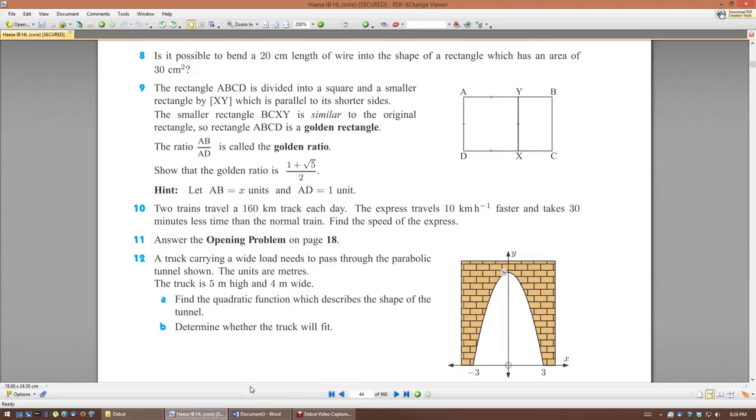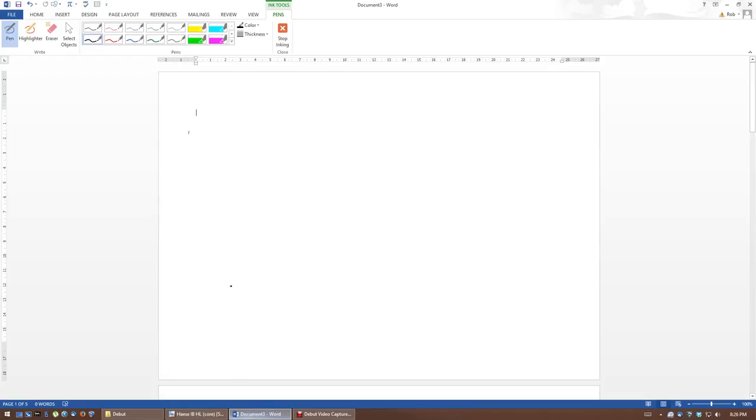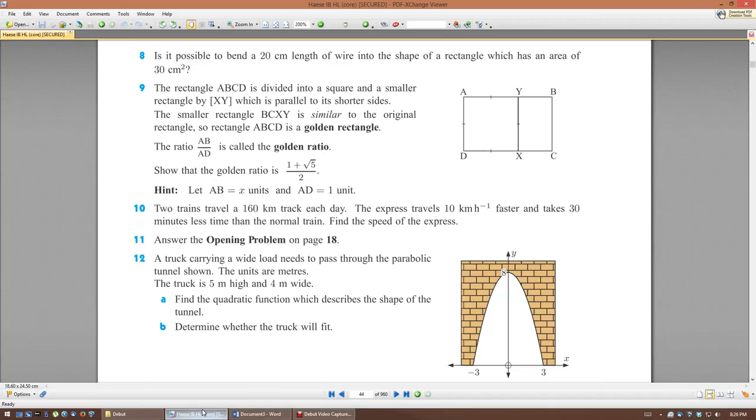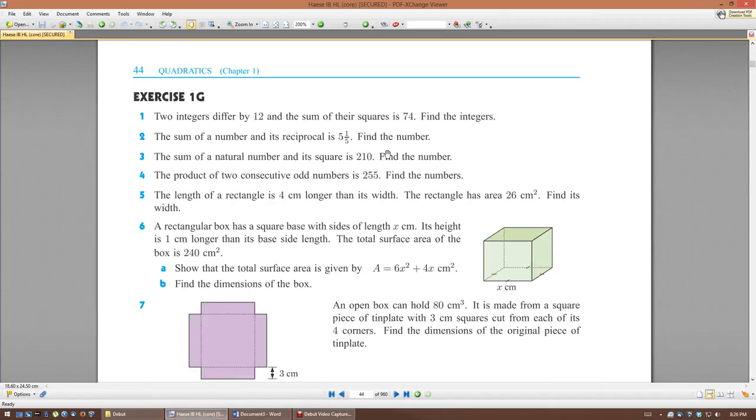So we start by making a statement: let the number be some pronumeral, most commonly x. Okay, so that's step one. Step two is to form an equation based on the information we have.